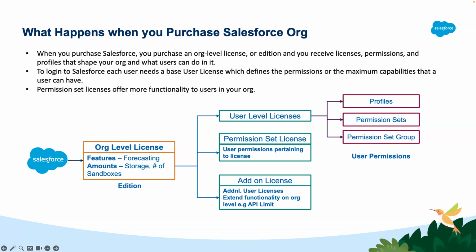Whenever you purchase an org, I am getting org level licenses through editions, which define the features I can access. User level licenses control what a specific user can do, and allow them to log into Salesforce. Permission set licenses allow me additional permissions which are not part of user level licensing, and add-on licenses grant me extension of the functionality. This is permissions. This is functionality. So extension of the permissions, extension of the functionality.